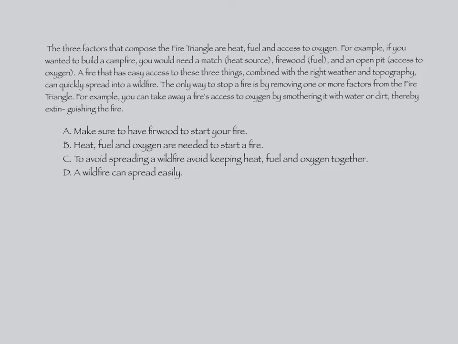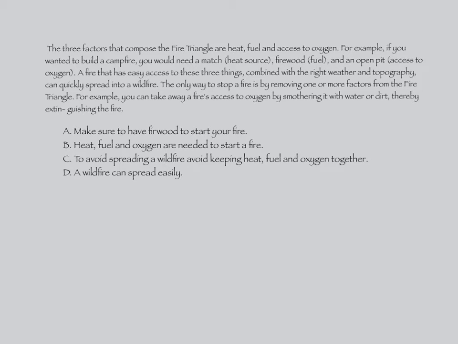spread into a wildfire. The only way to stop a fire is by removing one or more of the factors from the fire triangle. For example, you can take away a fire's access to oxygen by smothering it with water or dirt, thereby extinguishing the fire. Now let's look at our choices for the best possible conclusion.